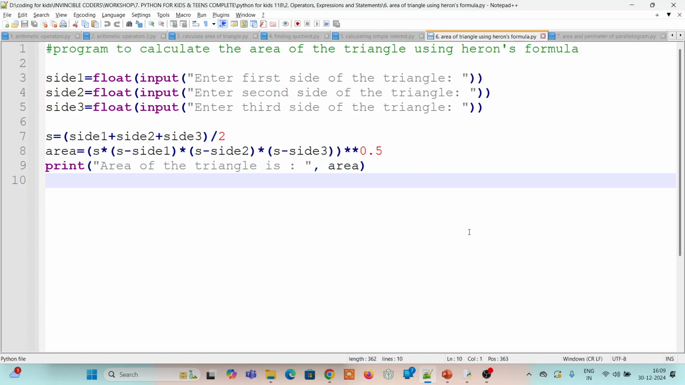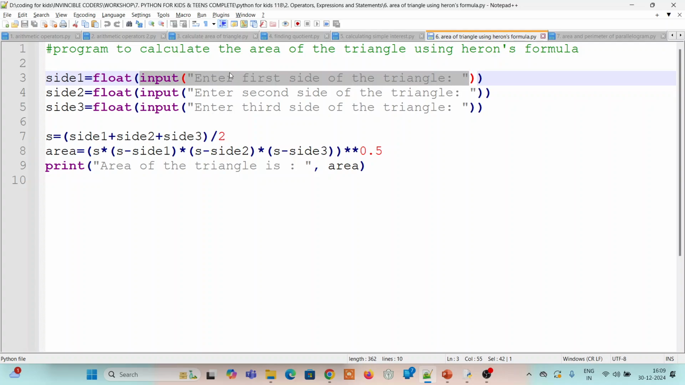In this program, we are going to understand how to calculate the area of a triangle using Hero's formula, and for that we need three sides. So we are asking the user to enter the first side using this input function, and the result of the input function will be in the form of text. It has to be converted into some data type like integer or float. Here we are converting it into float using this function and storing the result in side 1.